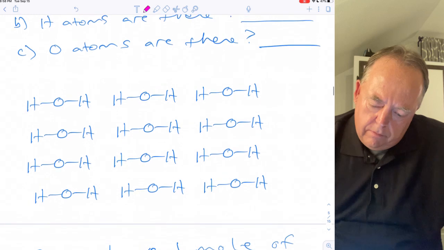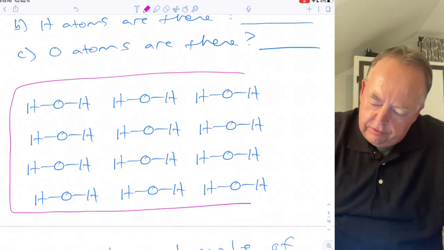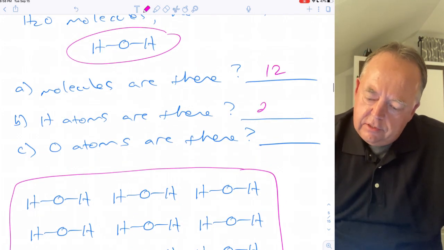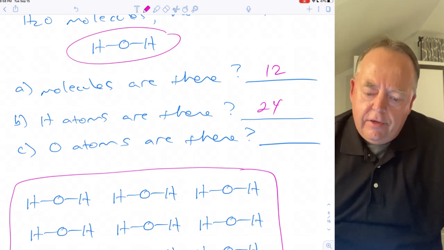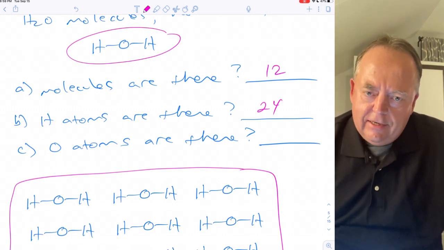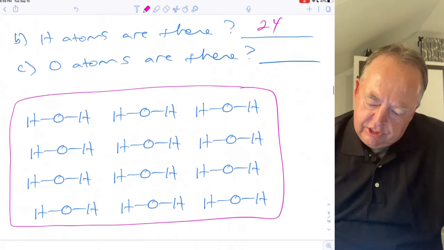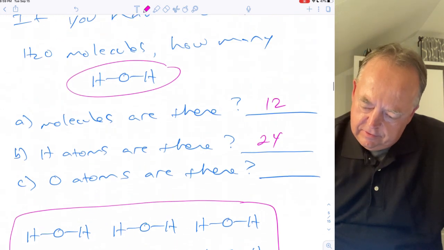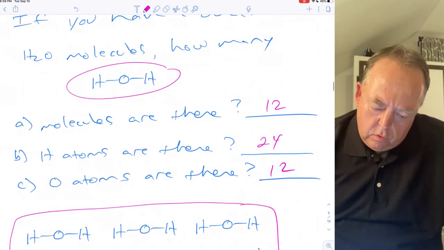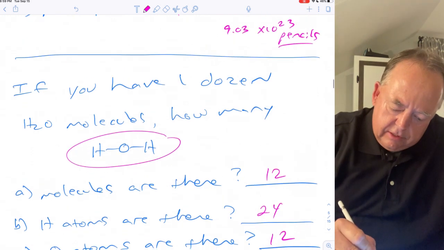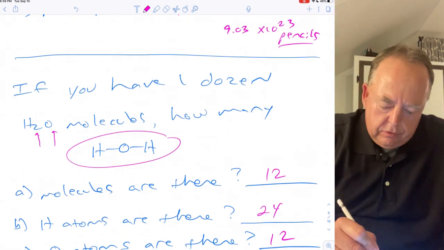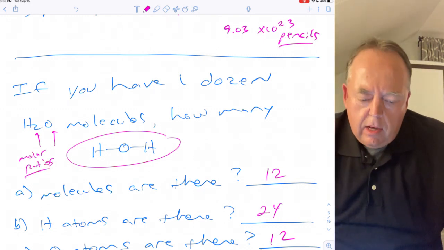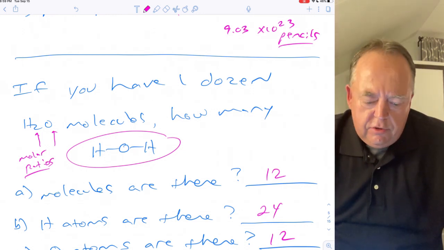So if we have 12 water molecules, I drew 12 water molecules here, so that's a dozen, right? If you counted all the hydrogens, of course there are 24 hydrogens, because there are 2 hydrogens per molecule, and if you have 12 molecules, then you have twice as many hydrogens as molecules. How many oxygens do you have? Well, there's only 1 oxygen per molecule, so if you counted up the oxygens, you would get 12, right? So one thing to recognize in formulas is the subscripts are molar ratios. If you have 1 mole of water, you have 1 mole of oxygen, but 2 moles of hydrogen.